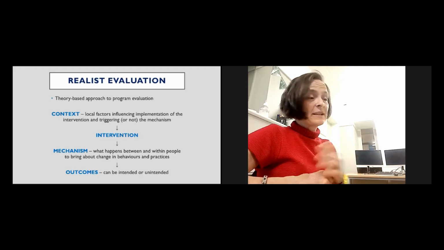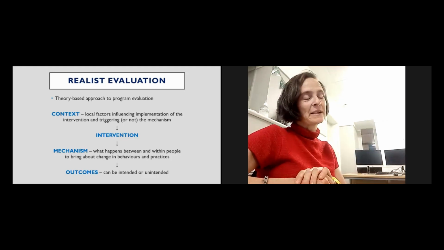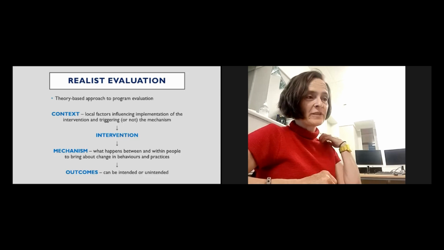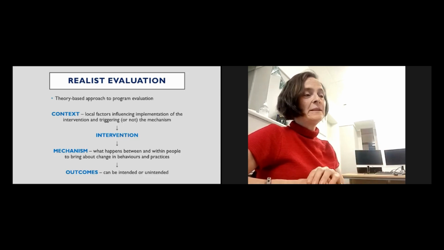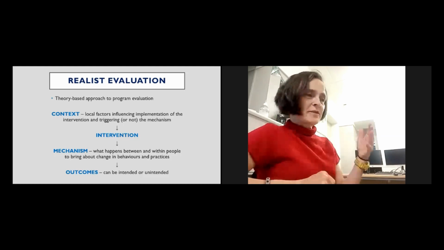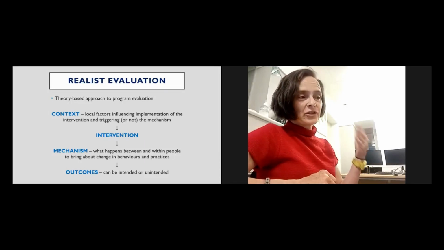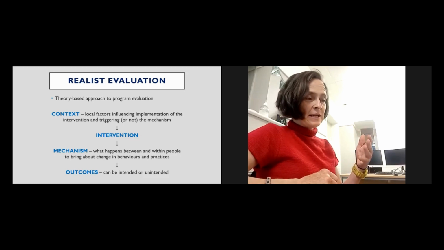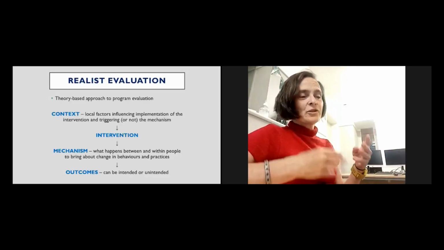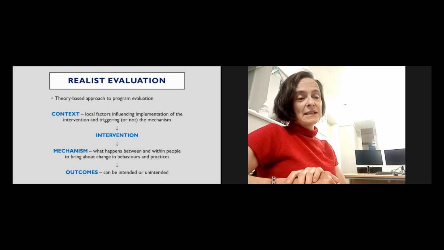really important. And again, this is something that is very strong in outcome mapping, where we recognize that what works in one place won't work somewhere else. So there's this very rich, deep context of local factors which impact the implementation of an intervention and may or may not trigger the mechanism, which is what happens between and within people to bring changes in behavior and practices. We could also say relationships and attitudes. And that leads to outcomes. So the three really strong words in realist evaluation are context, mechanism, and outcomes. All of those three are critical to describe and probe to understand what the outcomes are and what has led them to come about.